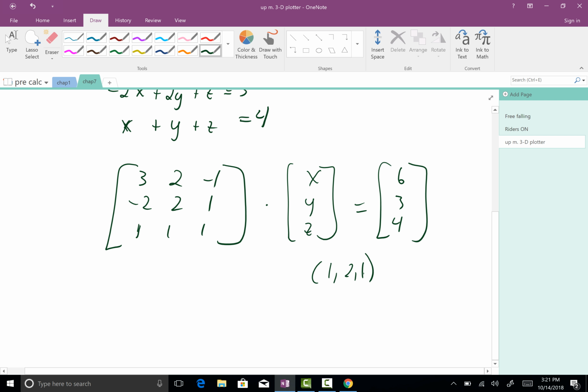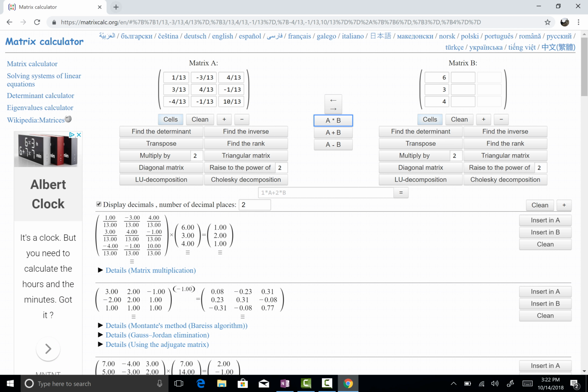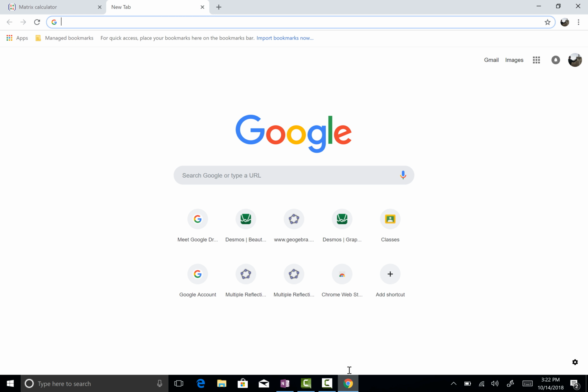But what does that really look like in a graphing sense? Because when we had the 2x2s, we could graph those and find an answer. But what about these? So let's go into this and take a look at the CPM here.